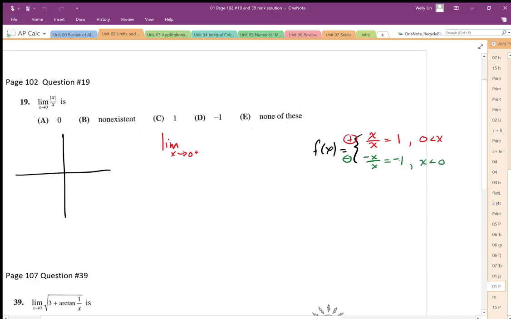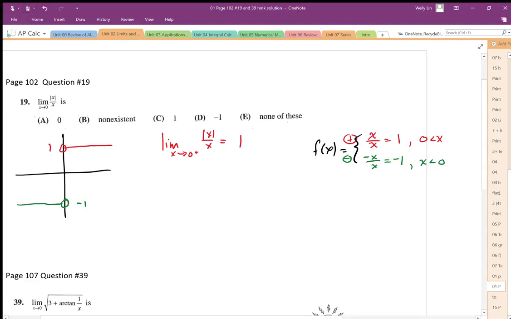So this is what my graphs are going to look like. As I approach 0 from the negative side, it's going to be headed towards negative 1. As I approach x is 0 from the positive side, it's going to follow the positive version of this graph and hit positive 1. So then the limit as x over x goes to 0 from the positive side is going to be equal to 1.